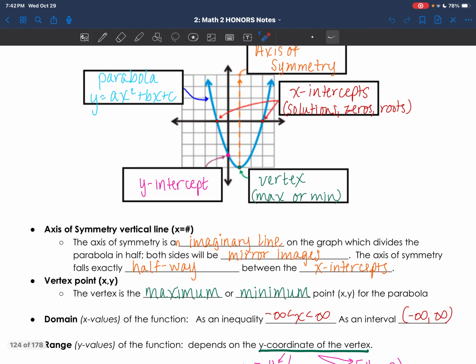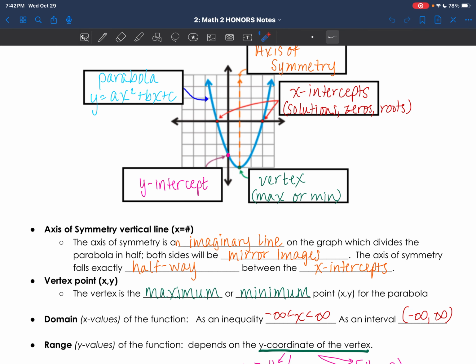All right, domain are your x values, and for parabolas, the inequality, you're going to write -infinity to +infinity, and it has an interval of -infinity to +infinity, because as this gets wider, your x's are increasing, and then your y is also increasing, so it's positive, negative. So for a parabola, these are always going to be your answers for domain.